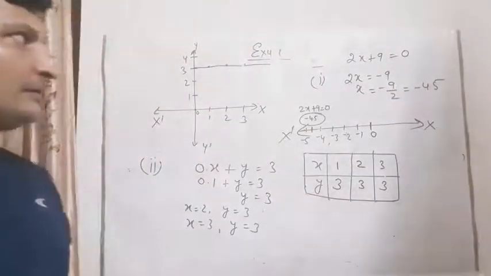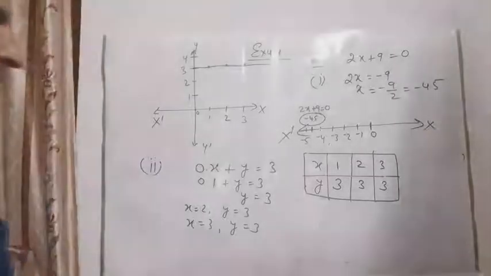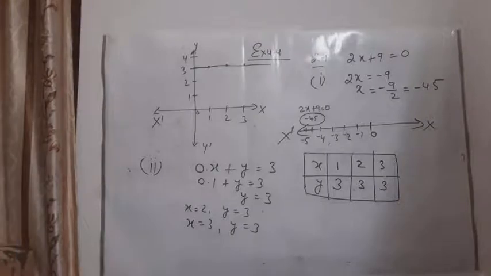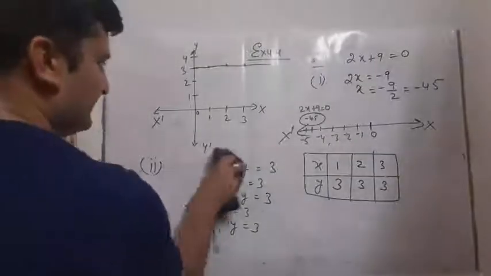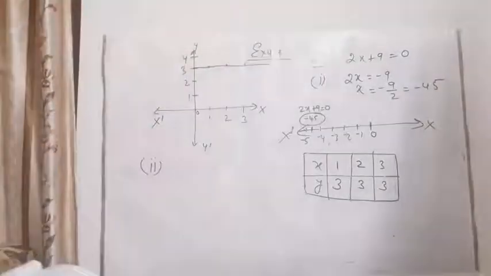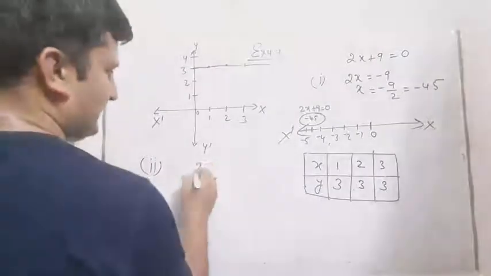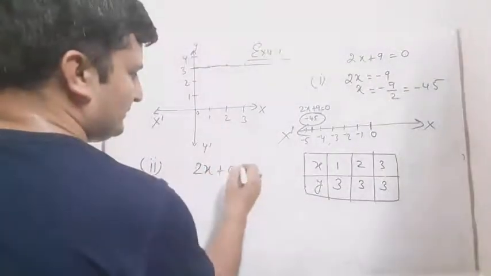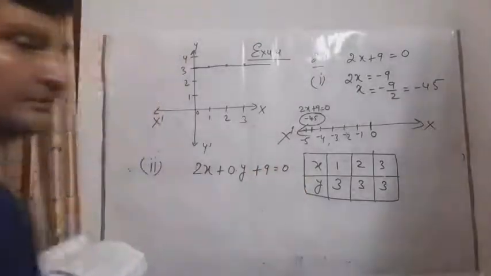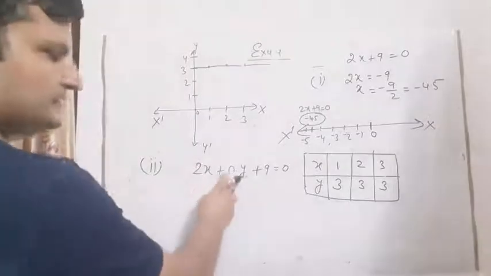Now we have to show it in the form of two variable again. Similarly, what we have done here, we can do the same way. If we erase this, what will come in its second part? Here we can write 2x plus 0 into y plus 9 is equal to 0. We can write it like this, in the form of 0 into y.